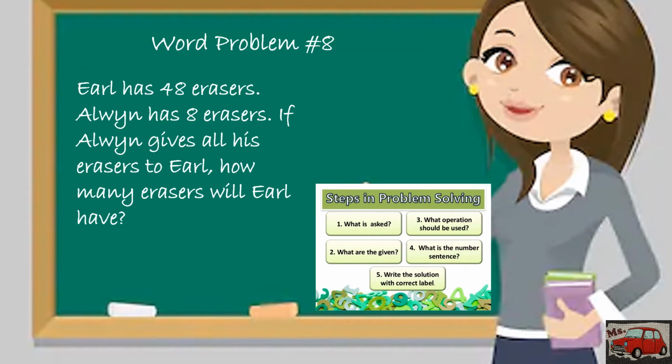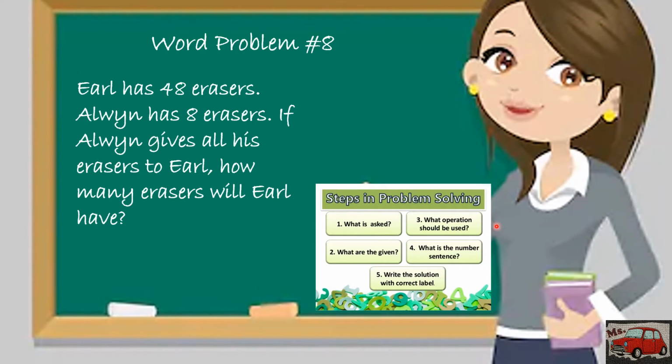Word problem number 8. Earl has 48 erasers. Alwyn has 8 erasers. If Alwyn gives all his erasers to Earl, how many erasers will Earl have? So let's use these steps to answer this problem. So first, what is asked? So the question is how many erasers will Earl have? Second, what is the given? So we have 48 erasers and 8 erasers na binigay ni Alwin.